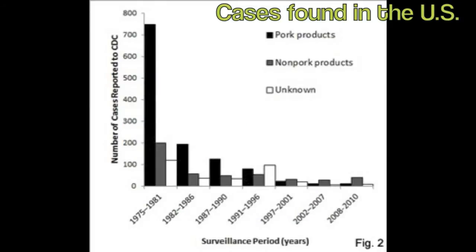Overall, the number of cases reported has decreased because of improved pig raising practices in the pork industry, commercial and home freezing, and the public awareness of the dangers of eating raw or undercooked meat products. As shown by this graph, there has been a steady decrease of pork products and non-pork products causing trichinellosis, as reported by the CDC.